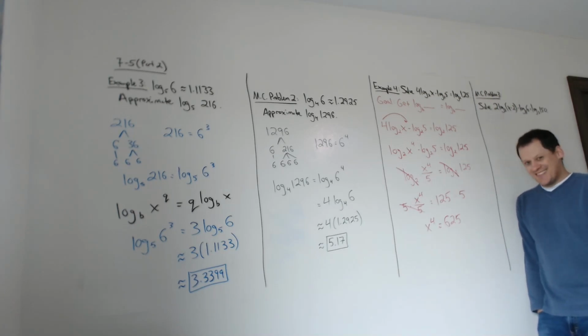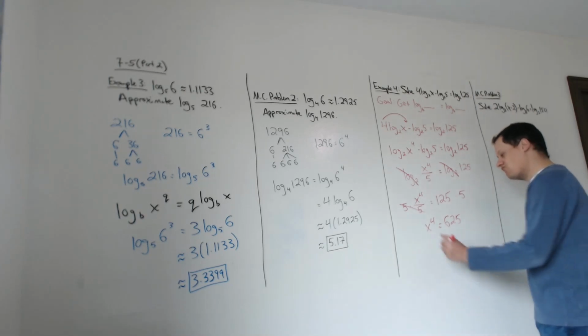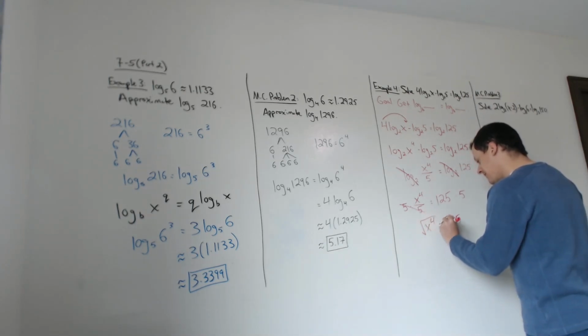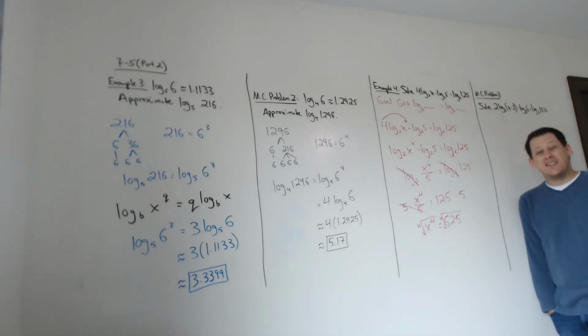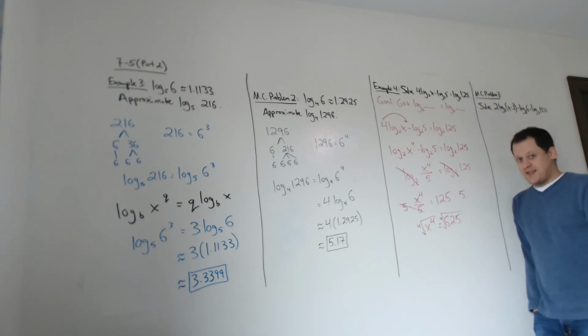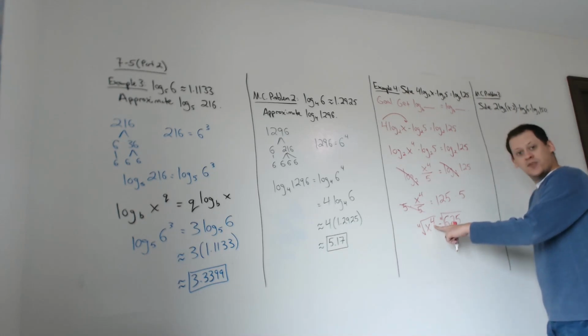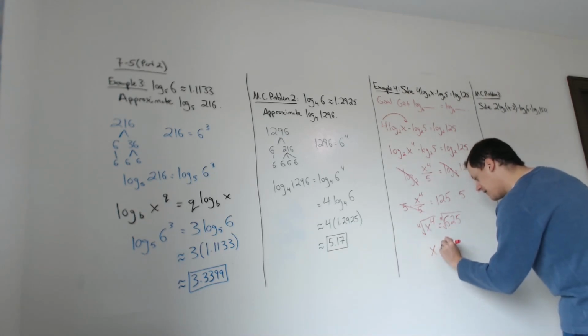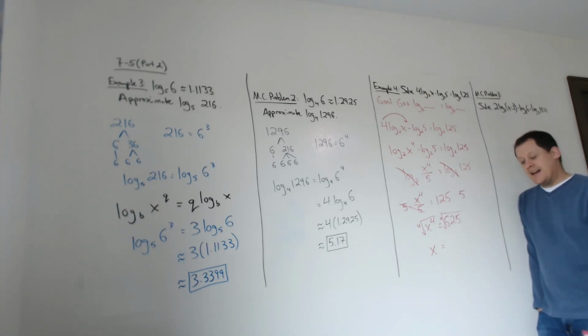We're so close. We've only got one more step left. If we've got x to the fourth, how do we get x by itself? We take the fourth root of both sides. The fourth root of both sides. The fourth root is going to cancel with this exponent of 4 and just give us x. And it equals the fourth root of 625.